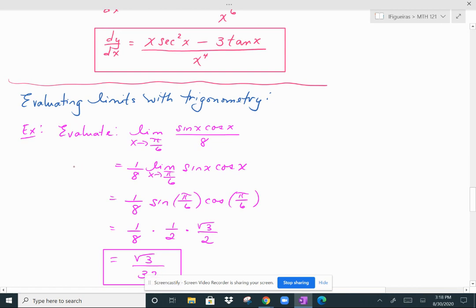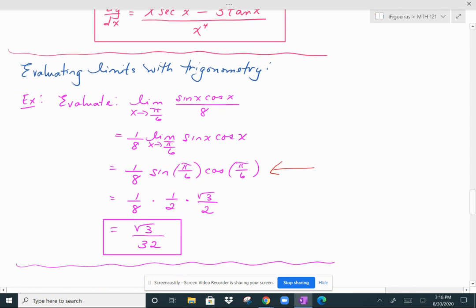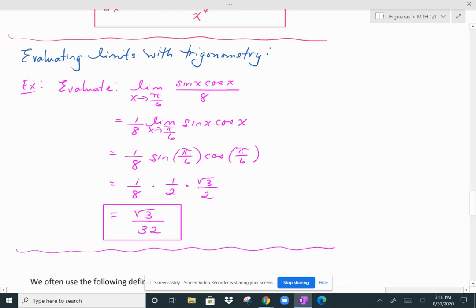So the first thing I did was I factored out the 1/8, kept it separate from the limit. And then I just have to evaluate the limit of sine x, cosine x as x approaches pi over 6. So when you apply direct substitution, like I do here, you no longer write your limit, and now we're just ready to evaluate those two functions. So pi over 6 is a 30-degree angle. The sine is a half. The cosine of pi over 6 is √3 over 2. So when you multiply those three fractions together, you get √3 over 32 as your limit value.